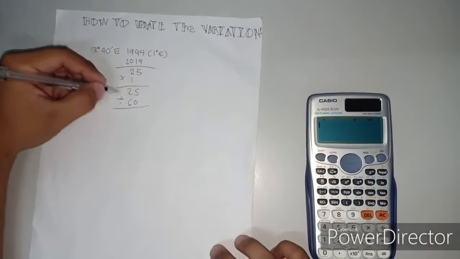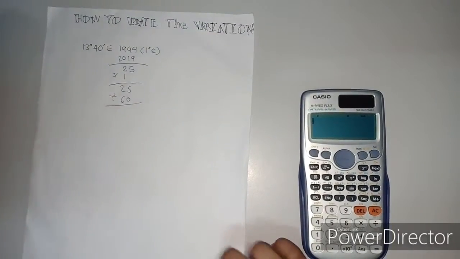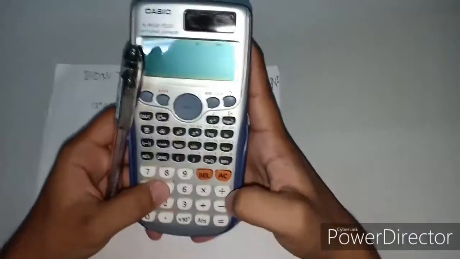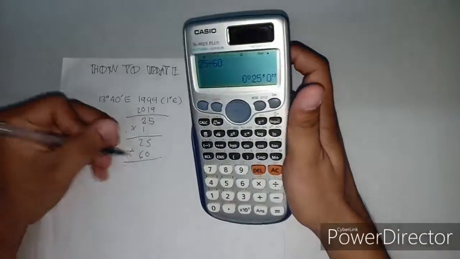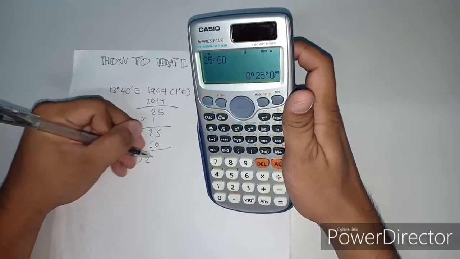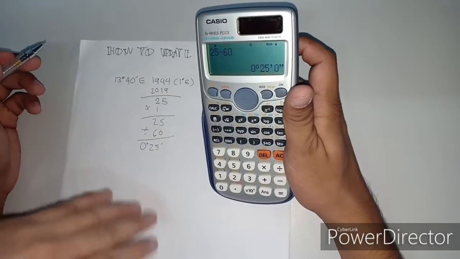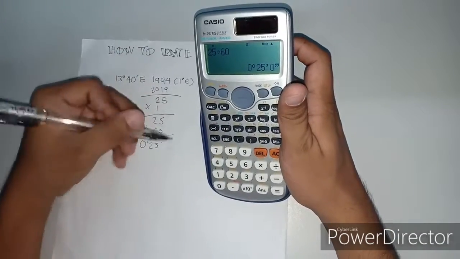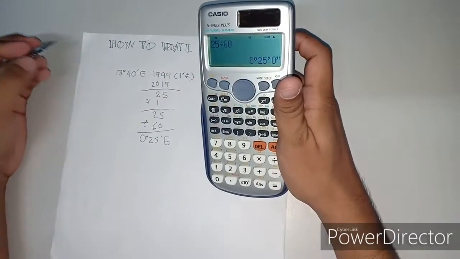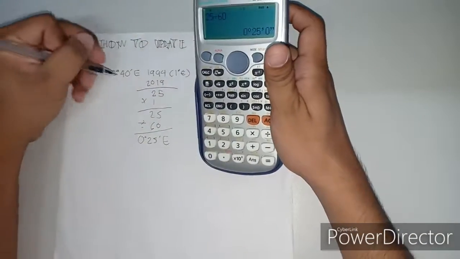So now we have the 25 multiplied, or rather divided, by 60. So now we're going to use the calculator because these are the greatest partner in life. So this result, again, we're going to place here below the annual change from 1994. That's east, because it's east here, for more clarification.